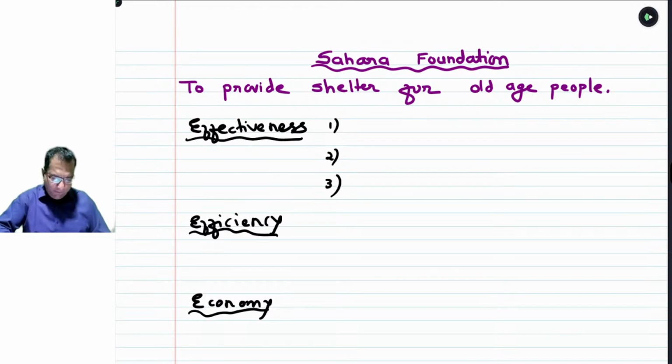Please provide me the points of yours regarding the efficiency and effectiveness. Okay, as for Shrivani, effectiveness will be measured on the basis of the number of old age people joining that organization, average number of days of stay. This is very important, Shivani. Well done, beta. The second point is the average number of days of stay.